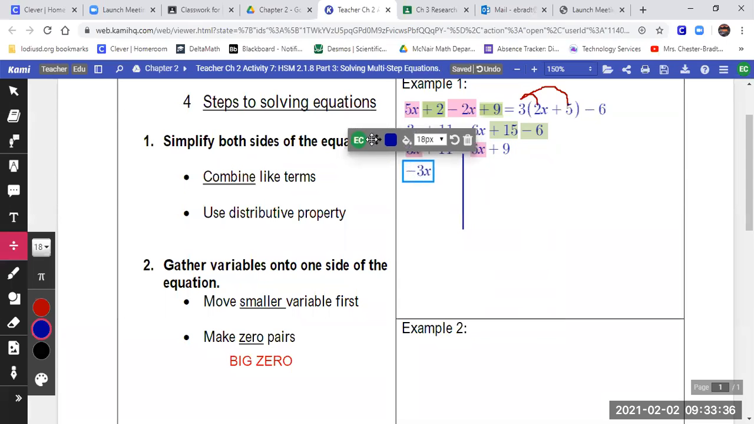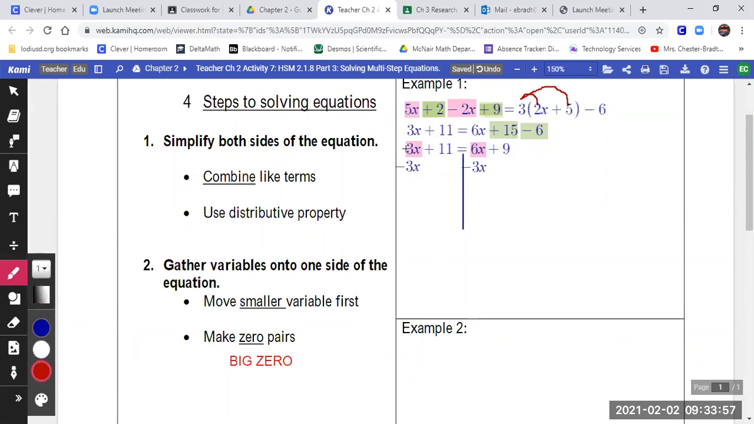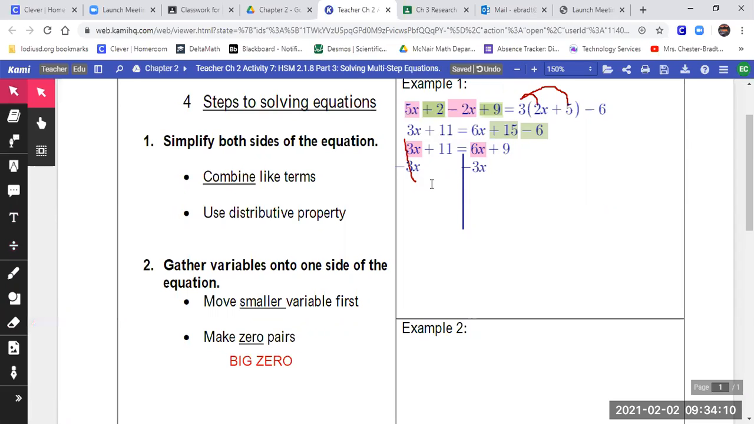We have to subtract our 3x from both sides of the equation because whatever we do on the left, we have to do on the right. We have to keep the balance. So my 3x minus 3x, there's my big 0, so I can cross it out. That's 0. What's left on this left-hand side? If I get rid of the 3x, what would be left behind? The 11.